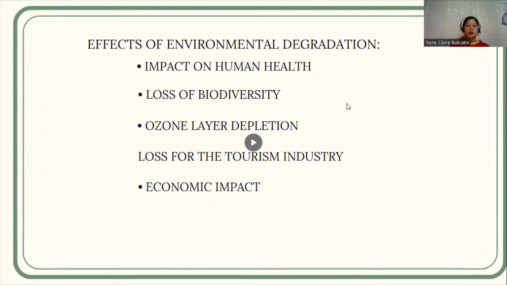Ozone layer depletion. The ozone layer is responsible for protecting the Earth from harmful ultraviolet rays. The presence of chlorofluorocarbons and hydrochlorofluorocarbons in the atmosphere is causing the ozone layer to deplete. As it depletes, it will let harmful radiation back to the Earth.